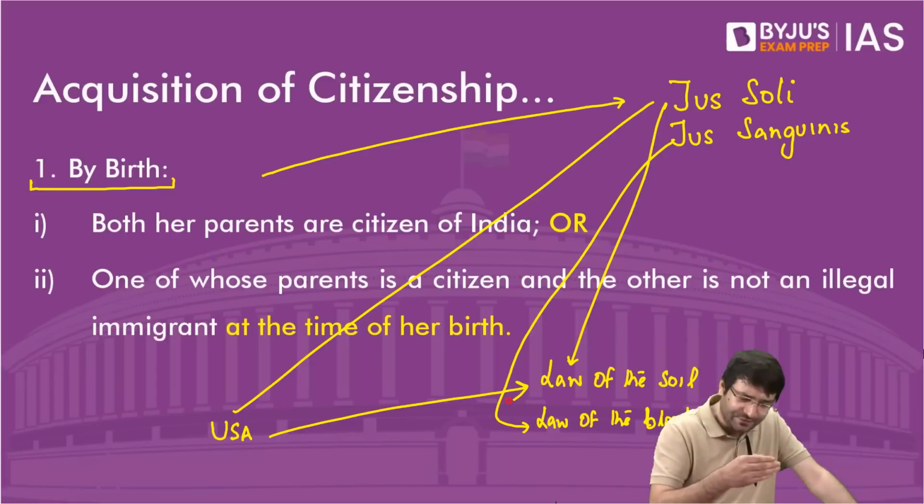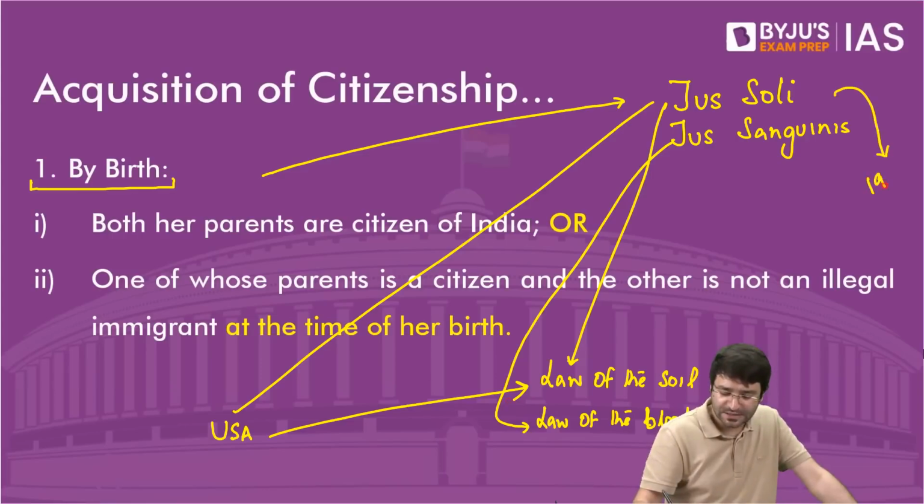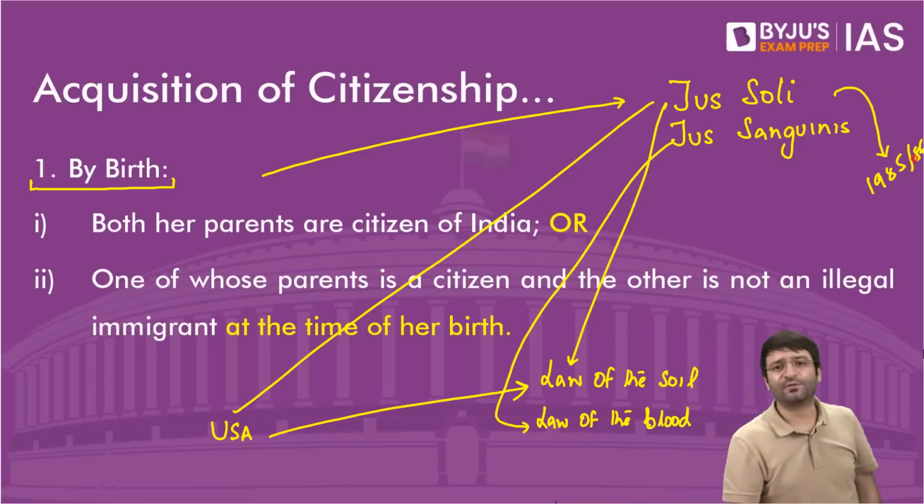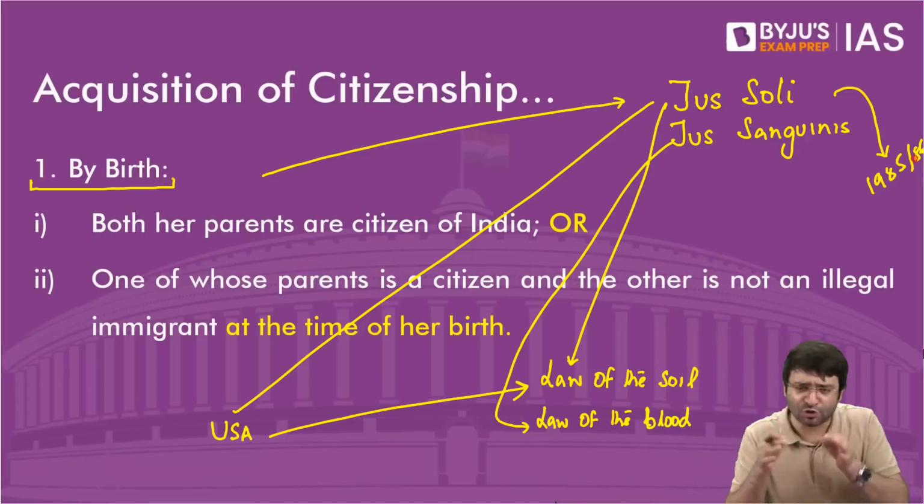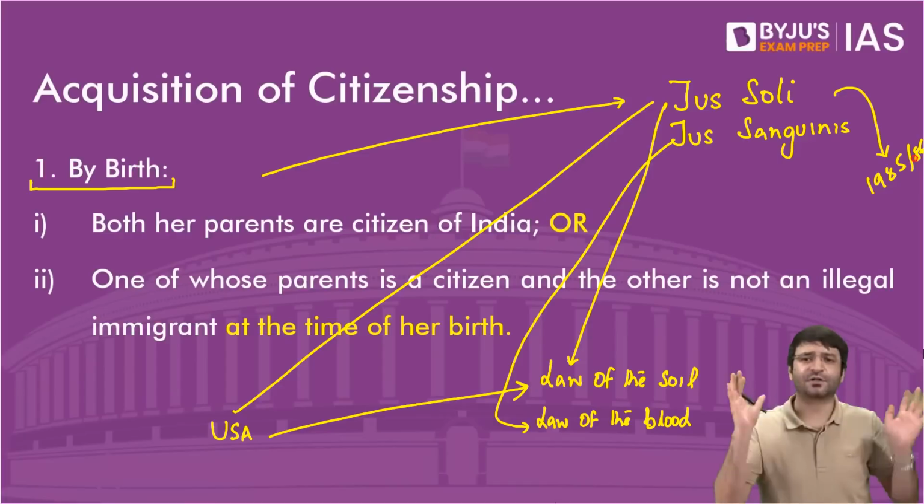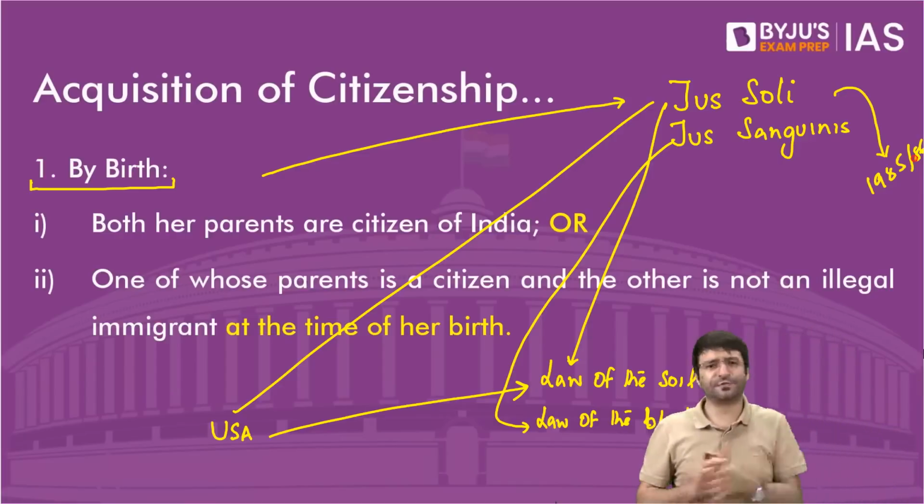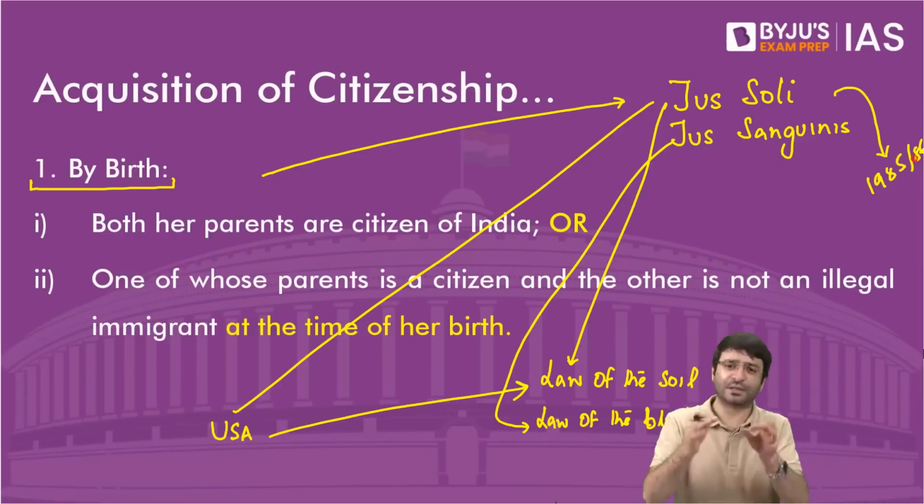In India since 1955, it continued till 1985-86. We followed the concept of Jus Soli. Whoever is born on the soil of India is the citizen of India, regardless of the parent's nationality. Doesn't matter. The child is born on the soil of India, you are the citizen of India.